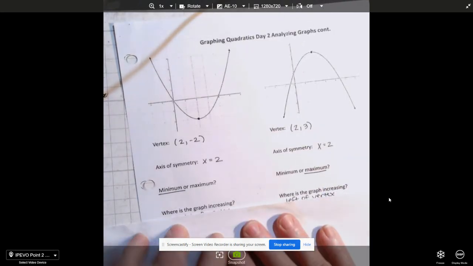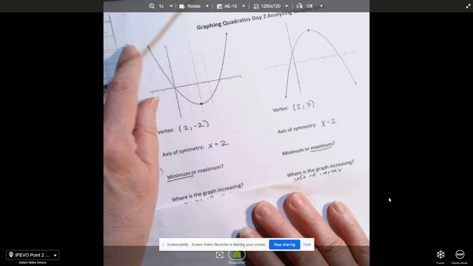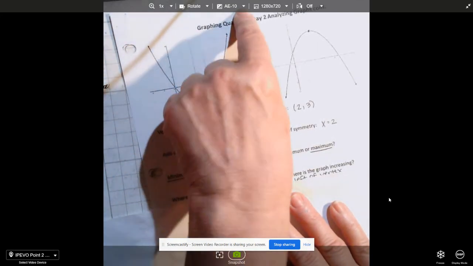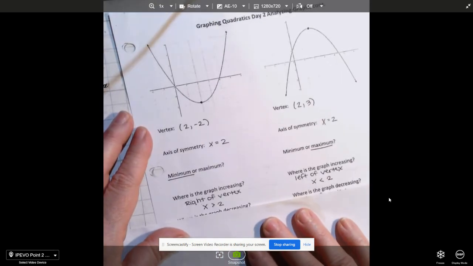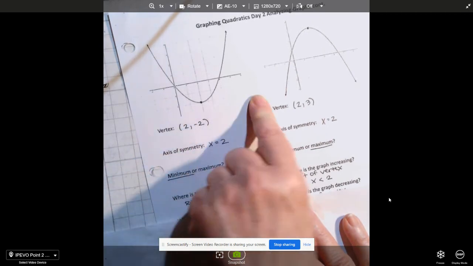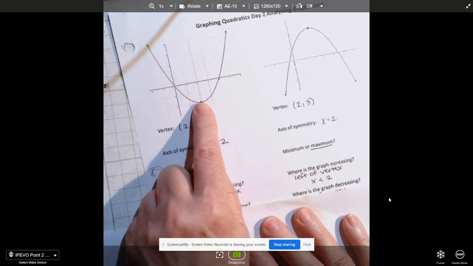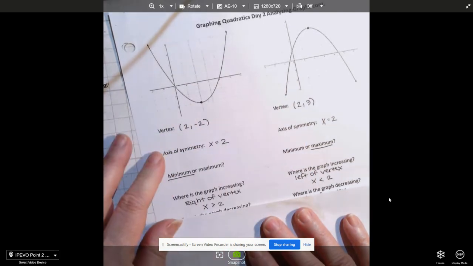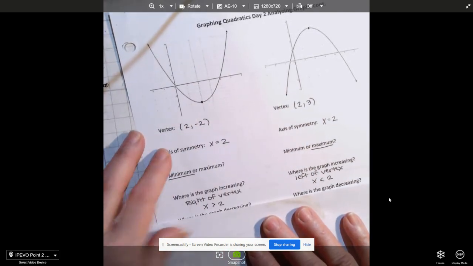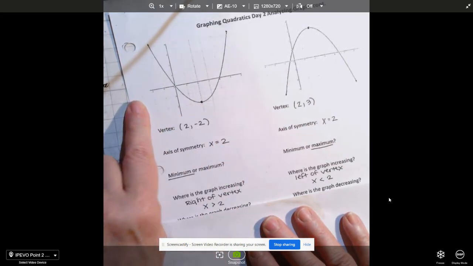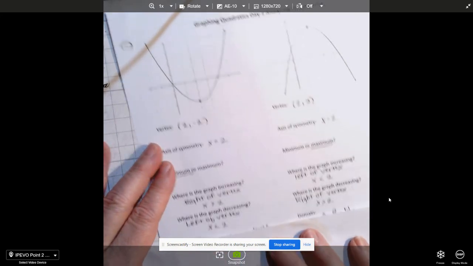Where is the graph increasing? So here, if I get on my roller coaster, it's decreasing on the left, so it's increasing on the right. It's increasing wherever x is greater than 2, because this is the point where it starts increasing. And where is it decreasing? Well, it's going to decrease when x is less than 2, because on the left side of the graph, it's decreasing.